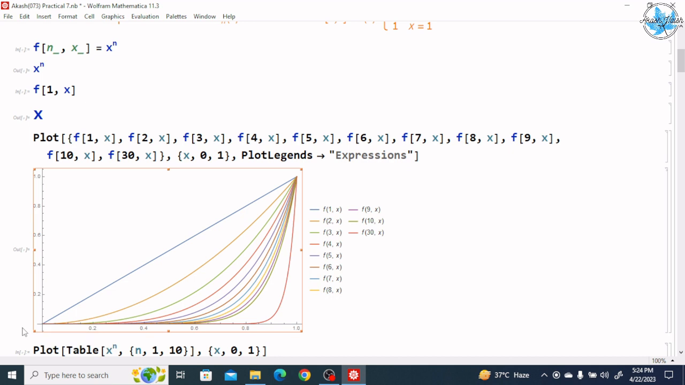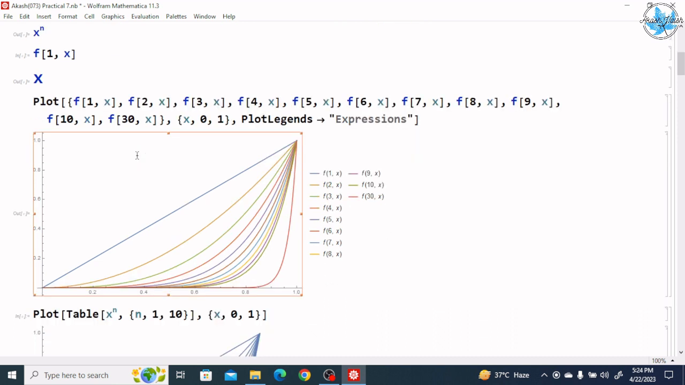And when the value of x is 1, then you will get it converging on the point 1. If you want to put the value of n to be 100, then you can give the command nf[100, x] within the square bracket, and then you will get your graph. With the plot legend command, you can see on the right-hand side which line gives which function. So in this way you can draw the graph.